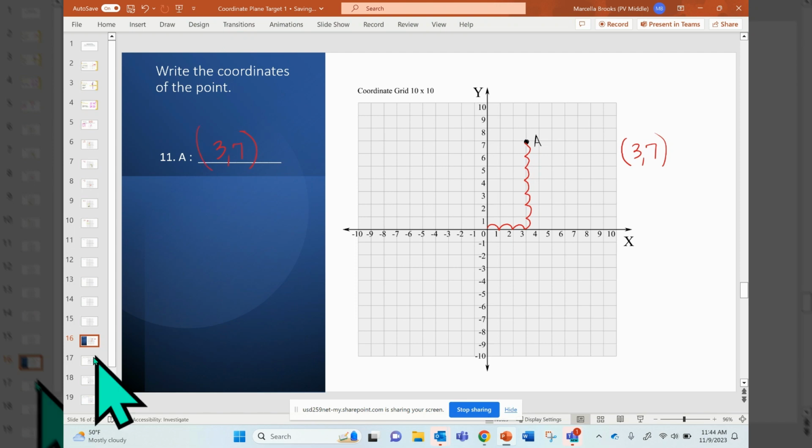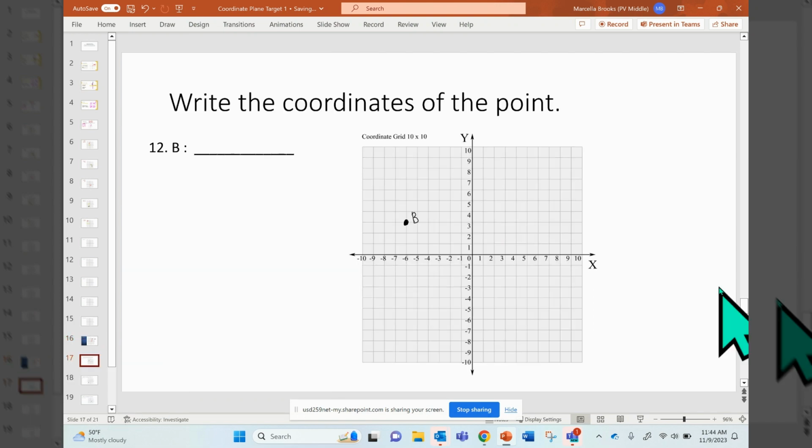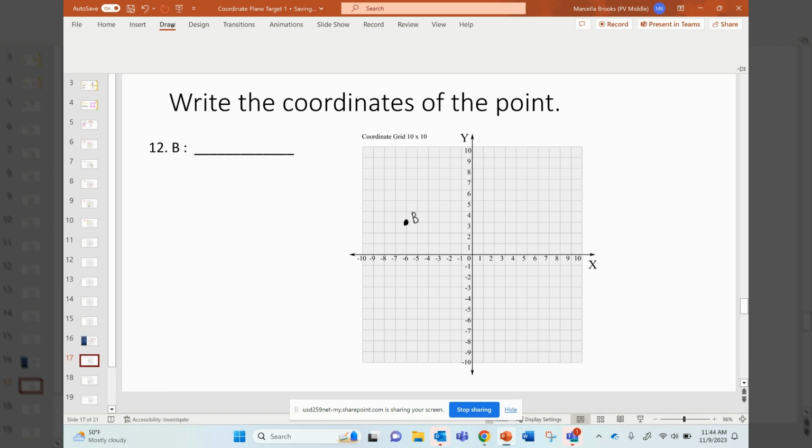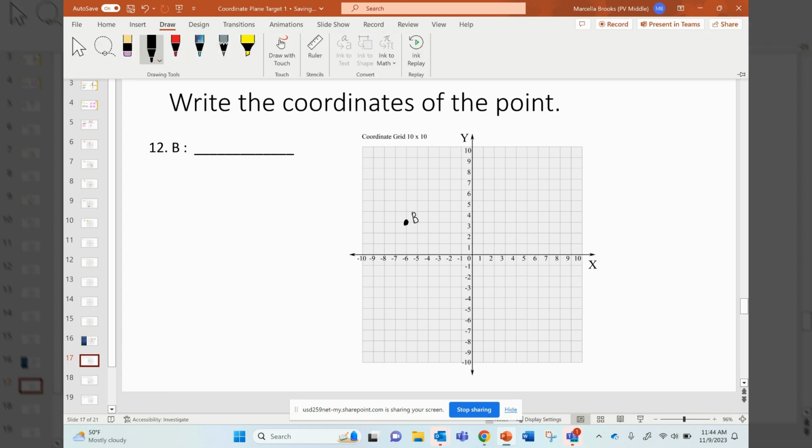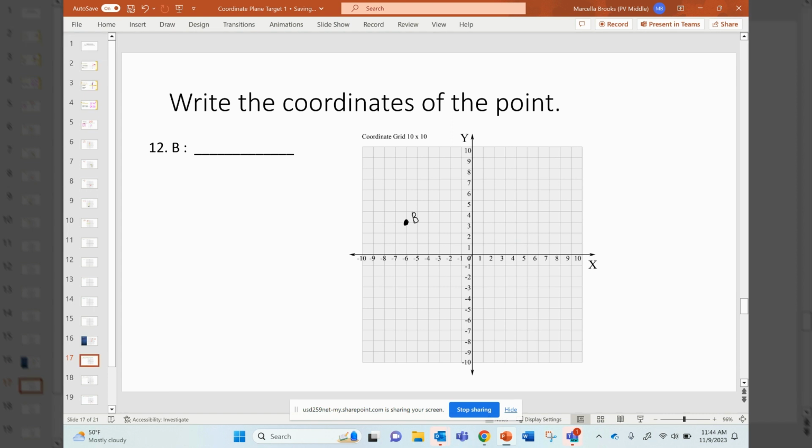So you're giving the coordinates or the ordered pair. That's the same thing. All right, this one, we are going left. So we're going -1, 2, 3, 4, 5, 6. So we got -6 and up 1, 2, and 3. So -6, +3. That's our coordinates.